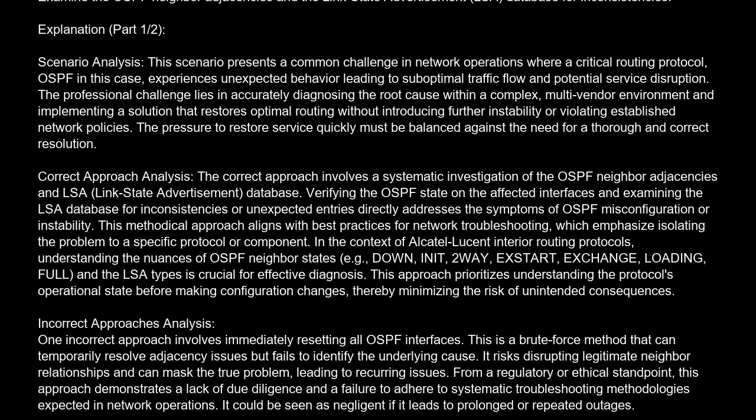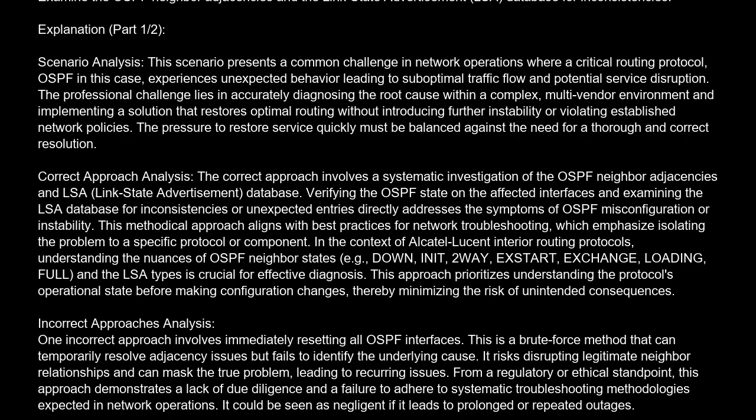This methodical approach aligns with best practices for network troubleshooting, which emphasize isolating the problem to a specific protocol or component. In the context of Alcatel-Lucent interior routing protocols, understanding the nuances of OSPF neighbor states, e.g., down, init, two-way, exstart, exchange, loading, full, and the LSA types is crucial for effective diagnosis. This approach prioritizes understanding the protocol's operational state before making configuration changes, thereby minimizing the risk of unintended consequences.